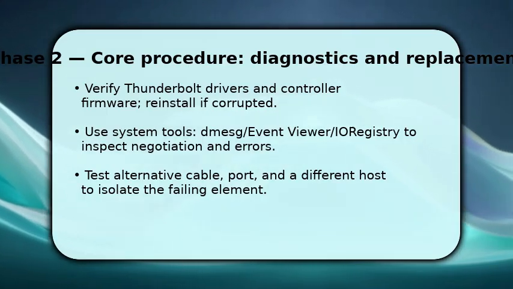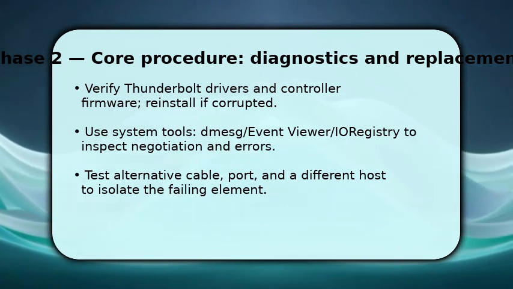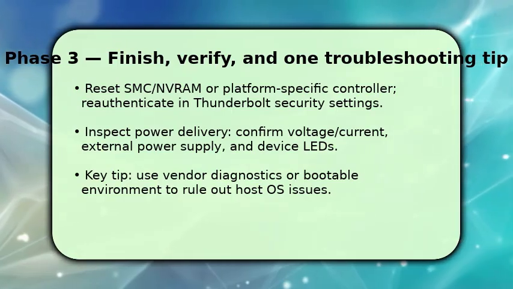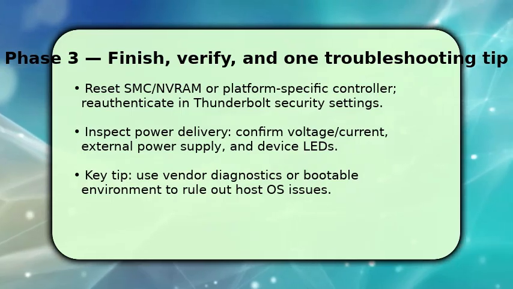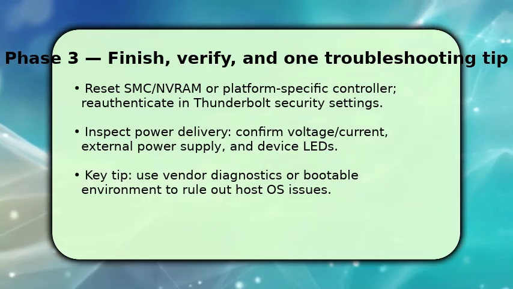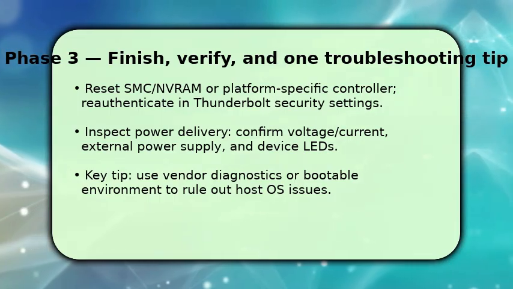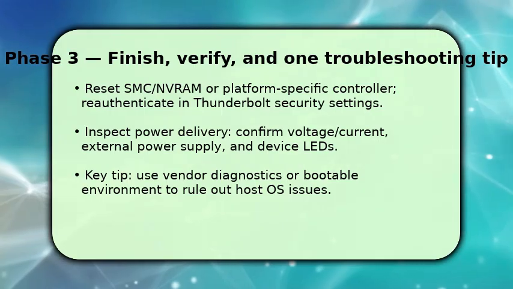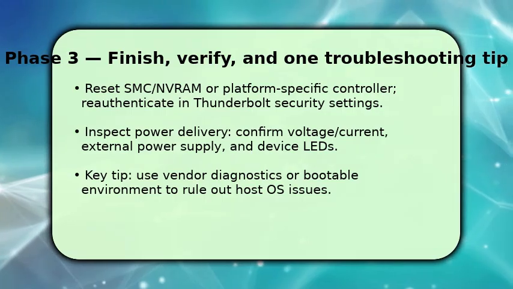If negotiation shows no power or unauthorized, to finish, reset platform controllers, SMC or NVRAM on Macs, and relevant chipset resets on PCs, because controller hang states block links. Re-authenticate the device in Thunderbolt security settings so the host allows the peripheral. Verify power delivery. Confirm the correct voltage/current and that external power is connected, since insufficient power prevents enumeration.